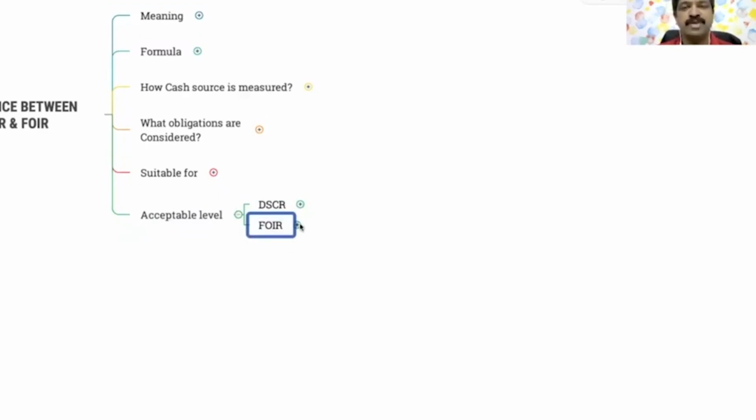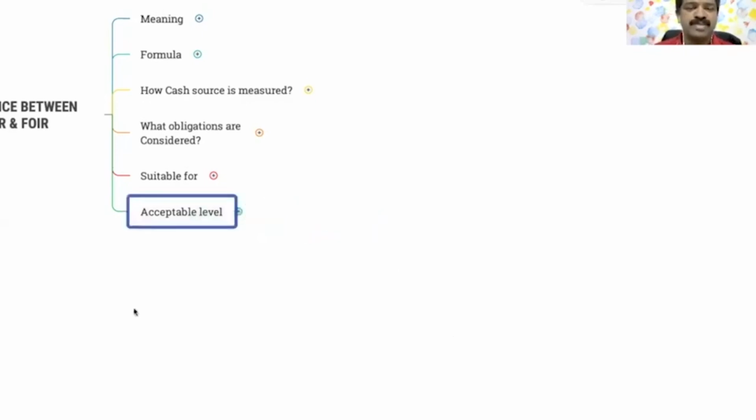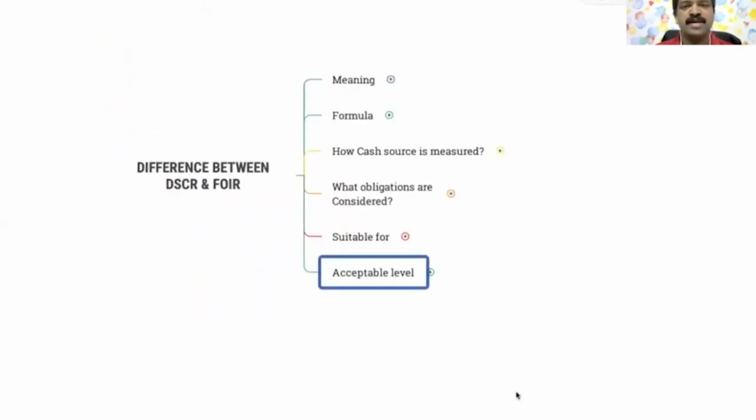Okay, so fixed obligation is seen as a proportion of income. So it should be between 40 to 55%. So if fixed obligations are greater than 55%, it means they are leveraged. They may not become eligible for financing. But on the other side, if FOIR is much below, say somewhere below 40%, it indicates they have much more repayment capacity. Okay, so these are the broader differences. Even other differences can be added, but these are all the differences which I wish to add.